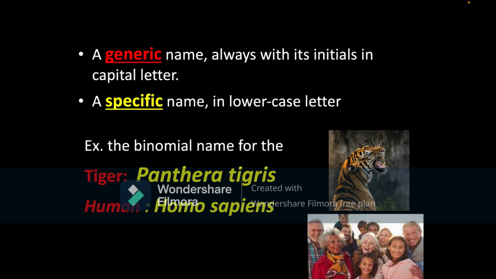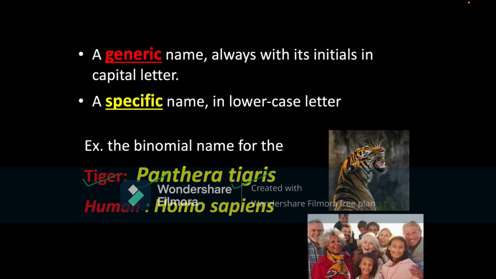As for example, the binomial name of tiger is Panthera tigris, where Panthera denotes the generic name or genus and tigris represents the specific epithet, that is the species. And similarly for the human, Homo sapiens.